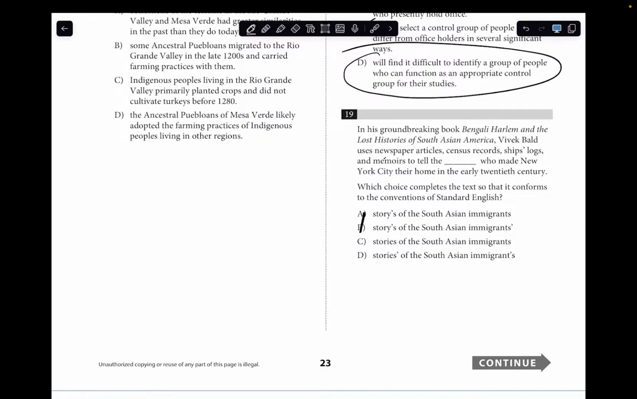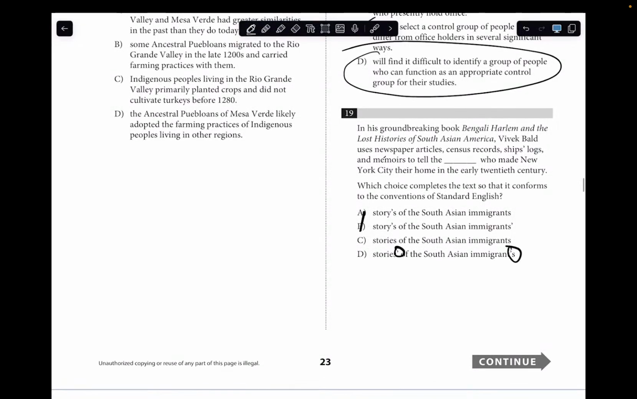Comparing C and D, stories, plural, right? So that fits. This also is plural, right? The use of apostrophe after the S. But the one difference there then is the use of the apostrophe after immigrant. And again, you're collectively speaking about the immigrant stories, so dual plural there. C is the best choice.